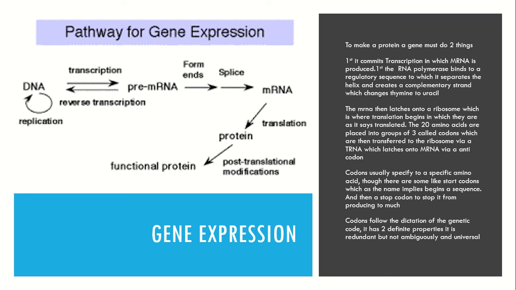And basically, codons follow the genetic code in how they are set up, and it has properties: it is redundant, it is not ambiguous, and it is not universal.